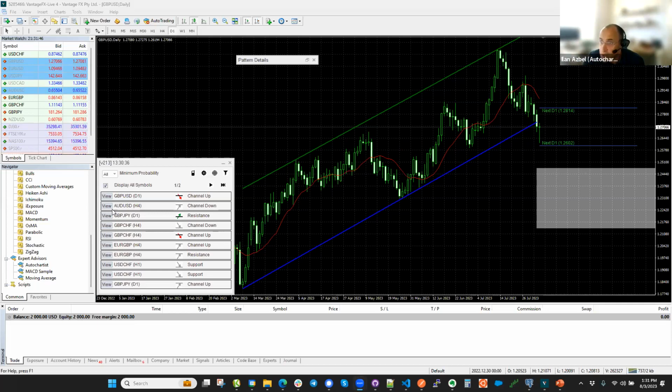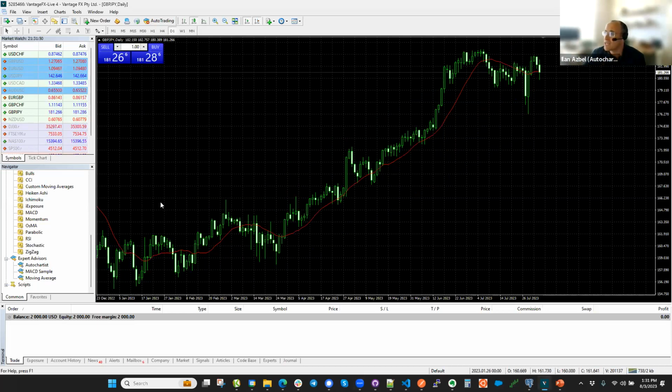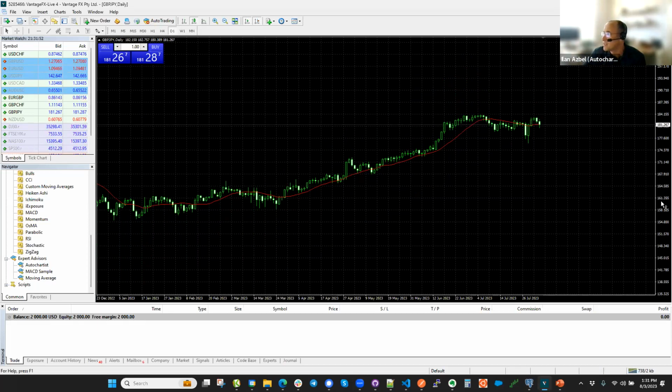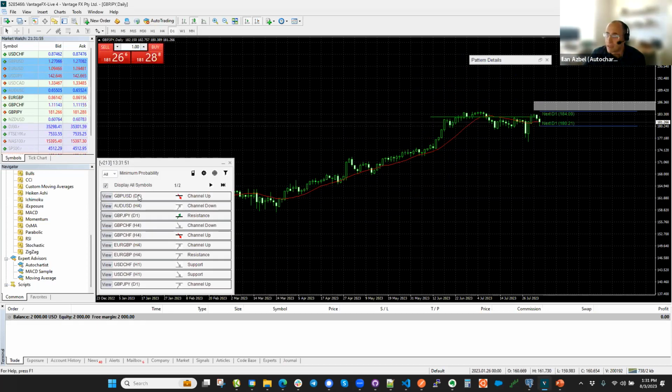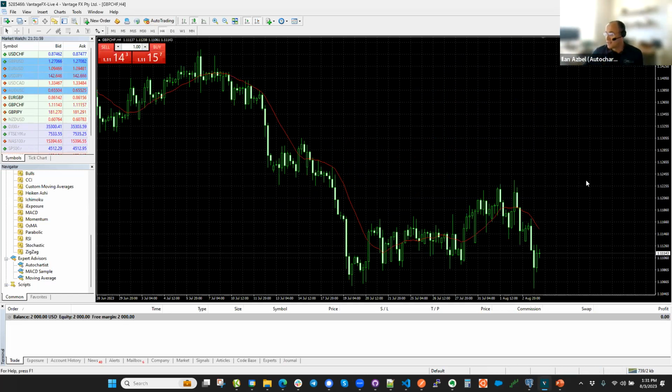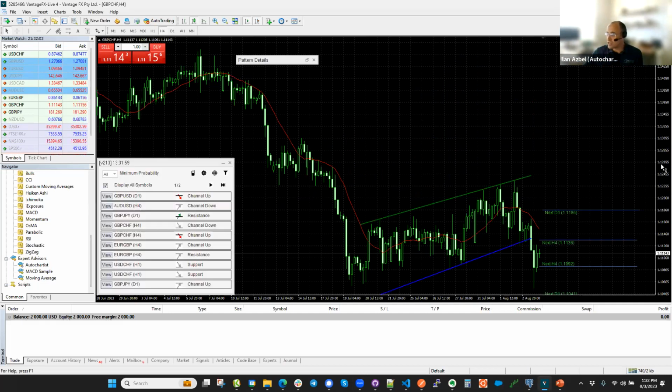Let's look at another example. Oh, I don't want to look at pound yen. I don't know why I chose pound yen. I'm always scared to show pound yen opportunities. Maybe because I've lost so much money on pound yen in my life, I'm scarred.